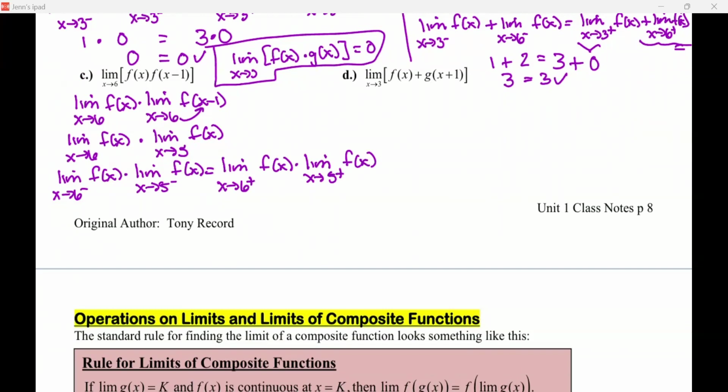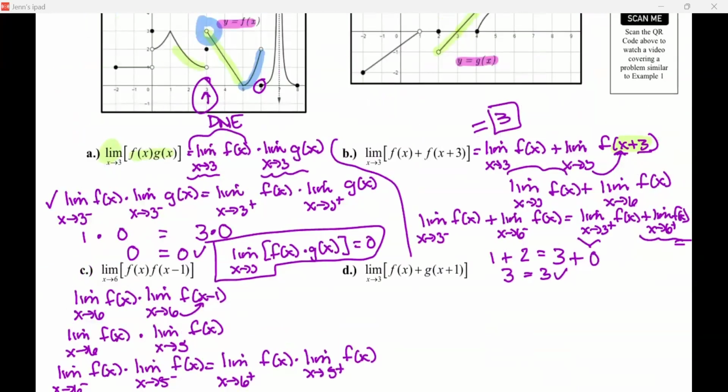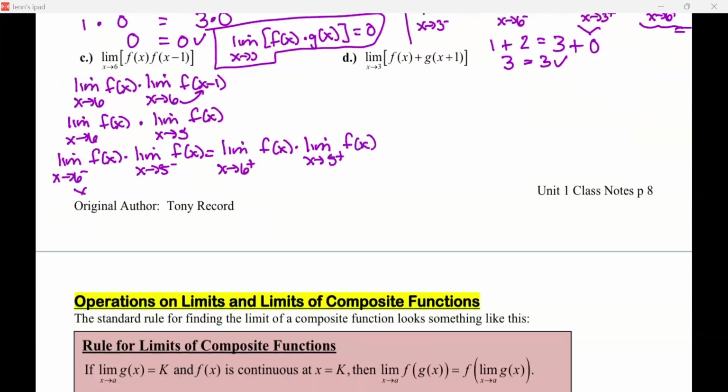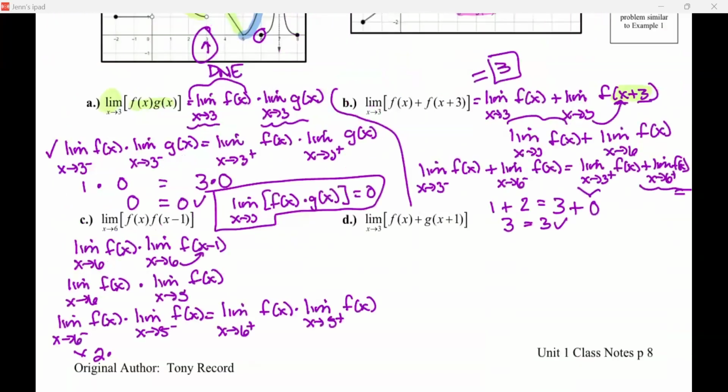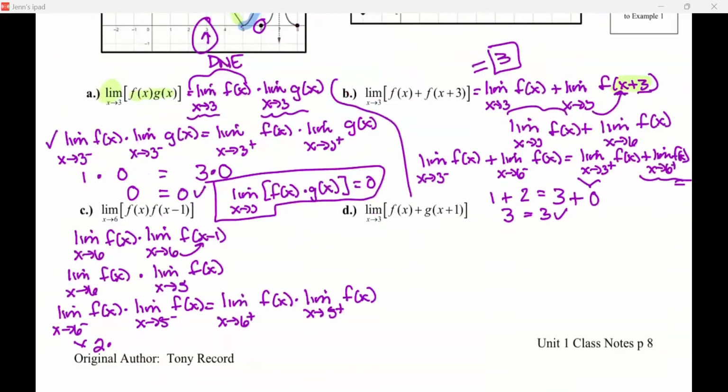So as long as both of these products are equal to one another, then I can find the limit. So the limit as x approaches 6 from the left. As I'm approaching 6 from the left, that's giving me a 2 times the limit as x approaches 5 from the left, which is going to be 0.